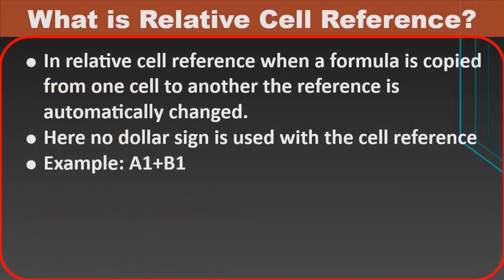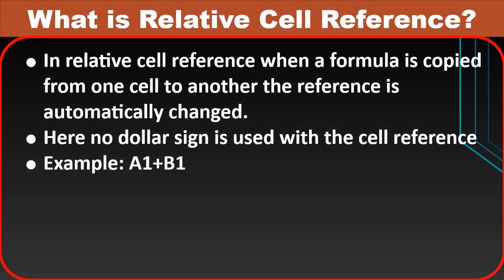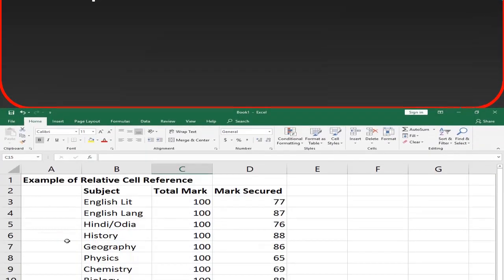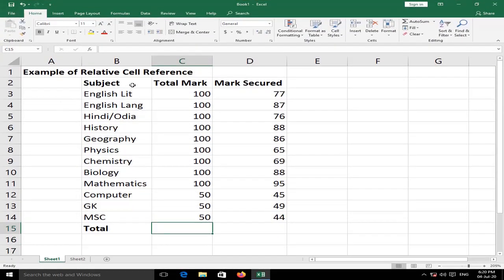Next, what is relative cell reference? In relative cell reference, when a formula is copied from one cell to another, the reference is automatically changed. So only for one cell we will write the formula, and when we copy down, the reference will automatically change. Here no dollar sign is used with the cell reference. Example, A1+B1. Now look at the example of relative cell reference.